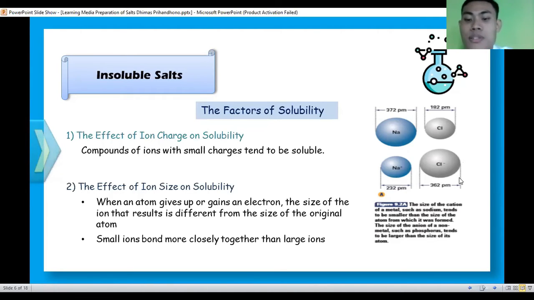Thus, the bond between small ions is stronger than the bond between large ions with the same charge. As a result, compounds with small ions tend to be less soluble than compounds with large ions. Consider the ions of elements from group 7A, for example. Remember that the size of the ions increases as you go down a family in the periodic table. Therefore, you would expect fluoride compounds to be less soluble than chloride, bromide, and iodide compounds. That tends to be the case.